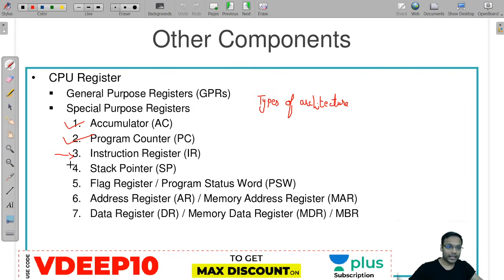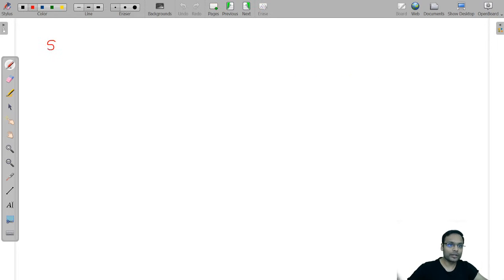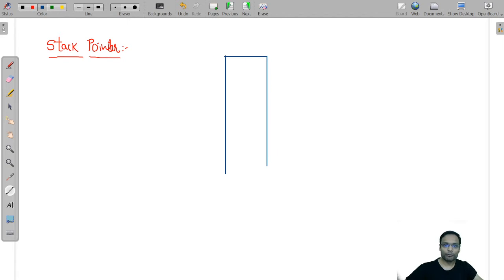Let's go next. Next one is stack pointer. What does the stack pointer do? Let's see. You all know what the stack pointer stores. Stack pointer stores a pointer, or an address, of the top of the stack. Now what does this mean? This is not too big a thing, it's very simple. In the memory, for execution purposes, there should be a stack.